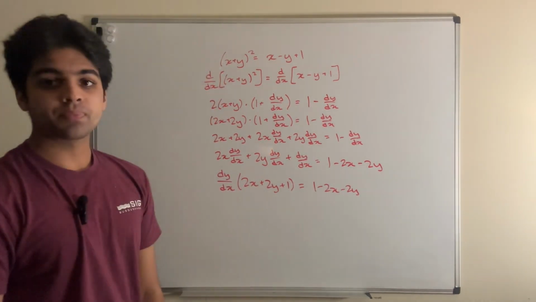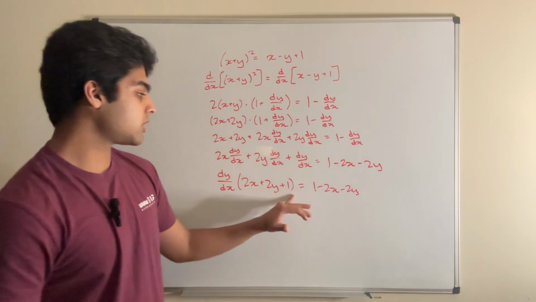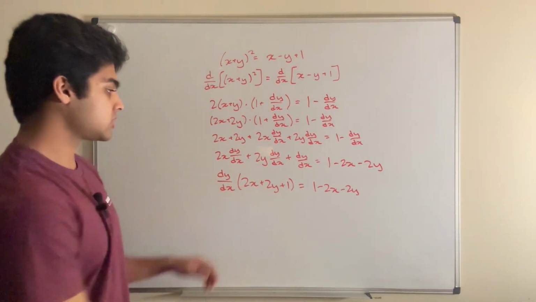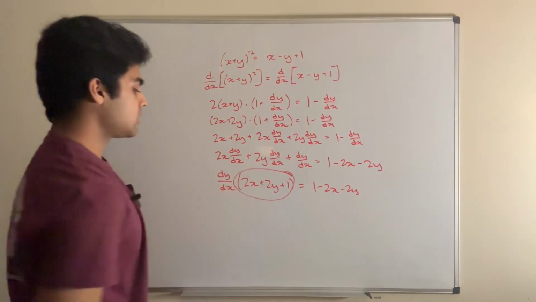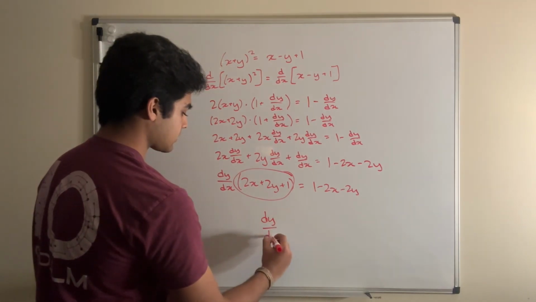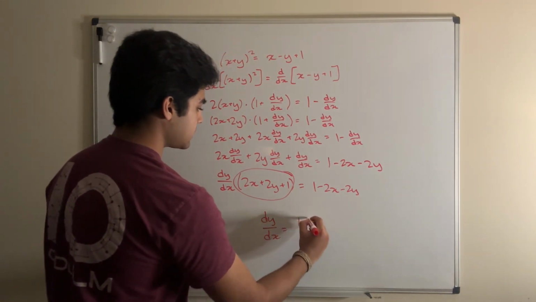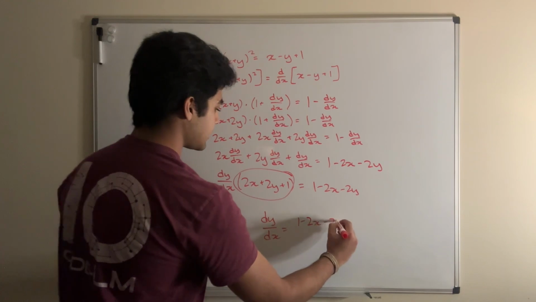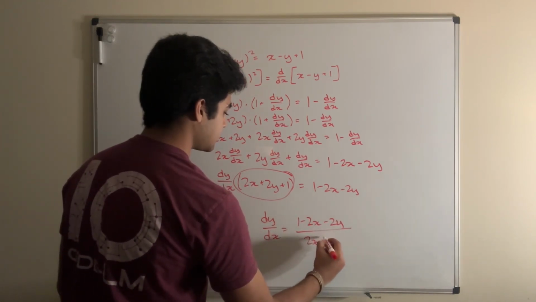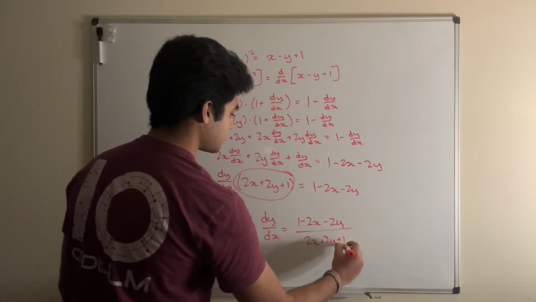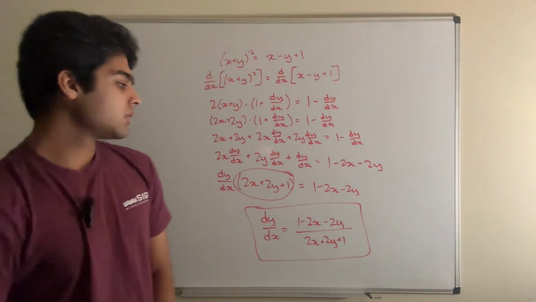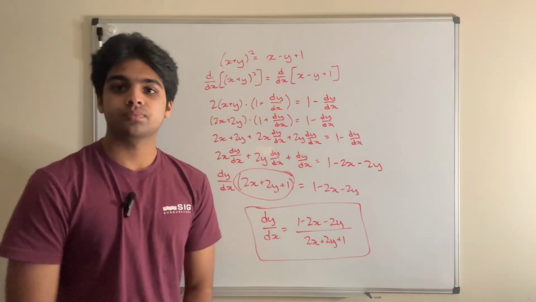And finally, we can divide this part out. So we divide both sides of the equation just by this part. So our final answer, our slope, is going to be 1 minus 2x minus 2y all over 2x plus 2y plus 1. That's our answer. So yeah, that's implicit differentiation.